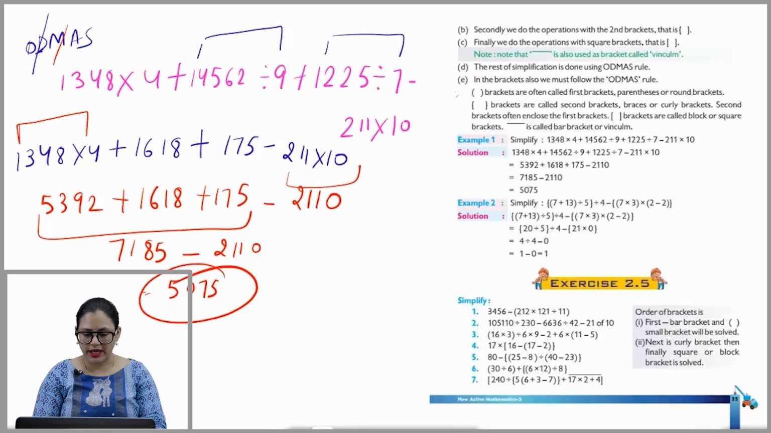See, the order of brackets is this. First the bar bracket and small bracket will be solved, and next is the curly bracket, then finally the square or block bracket is solved, right?